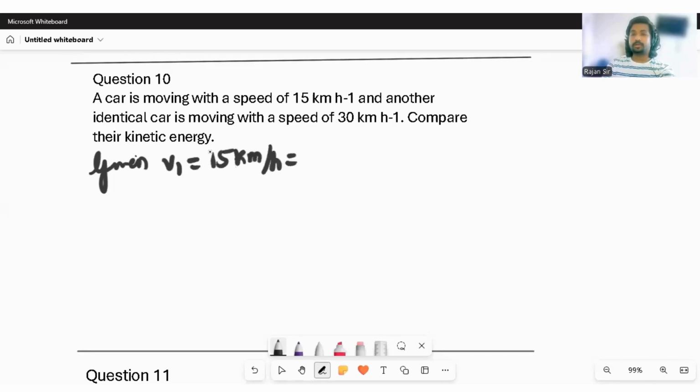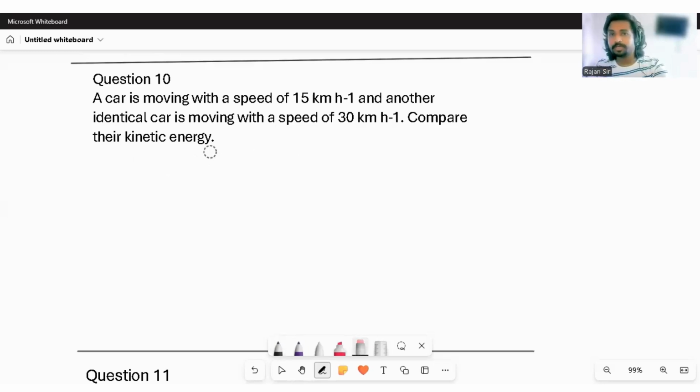You can convert it. Please remember. Okay, let's go for question number 10. A car is moving with the speed of 15 km per hour. Another identical car is moving with the speed of 30 km per hour. Compare the kinetic energy. Now, in this case, you'll learn a very interesting concept.